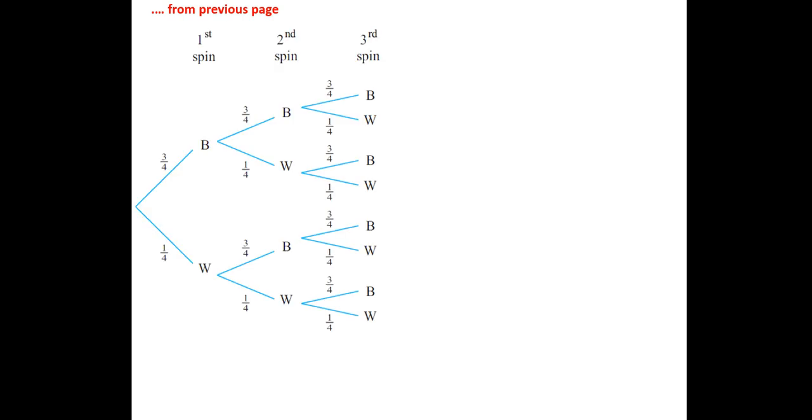From the previous page, we can represent this on a tree diagram. We've got the outcome of the first spin, blue or white, or success and failure, 3/4, 1/4. Notice that the probabilities don't change as you go across. That's required for a binomial distribution, because on the second spin, it doesn't matter what you got on the first spin. It's still the same probabilities for the second spin, and then the third spin.